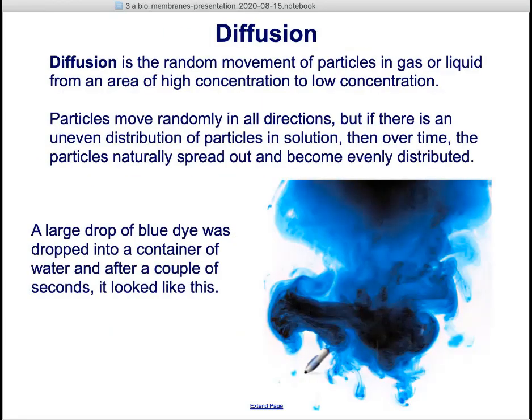Diffusion. Diffusion is the first type of passive transport that we're going to talk about. And diffusion is the random movement of particles in gas or liquid from an area of high concentration to low concentration.